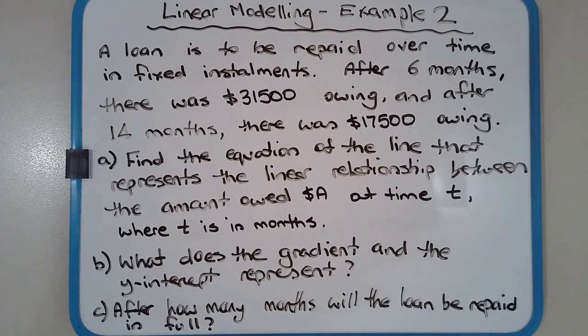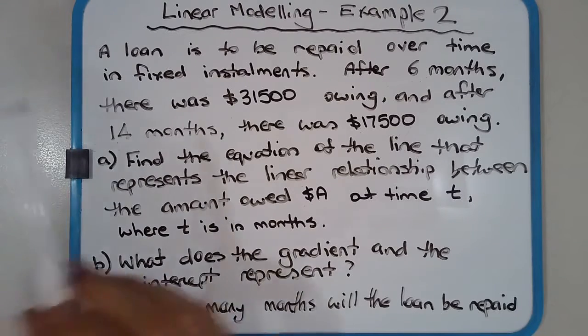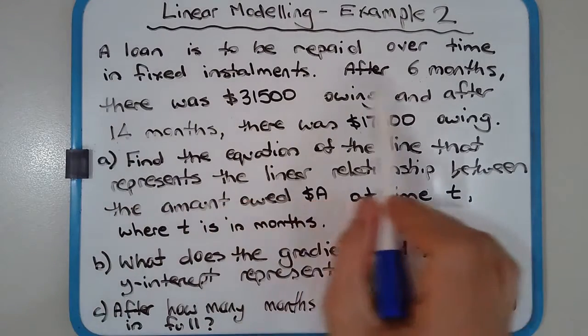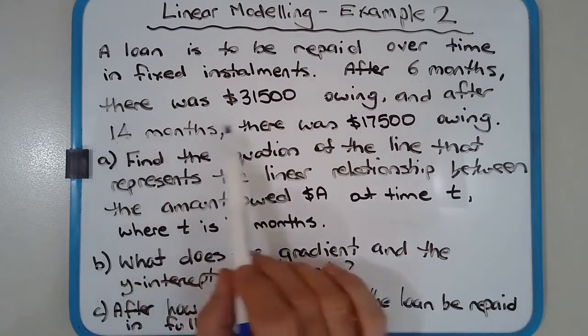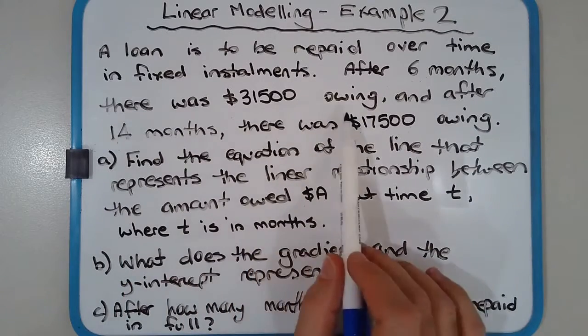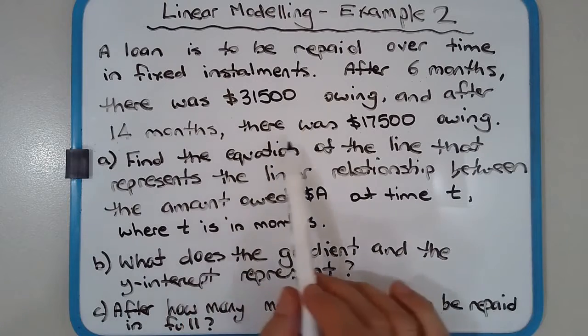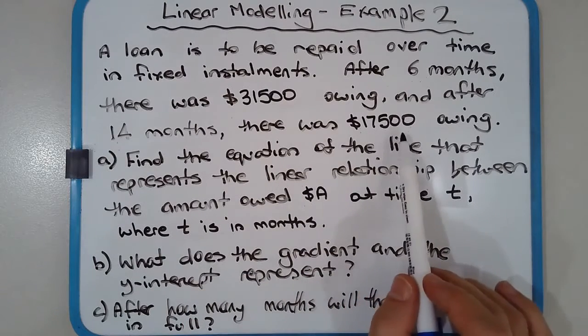Let's have a look at another example involving linear modeling. Okay, so this is an example that models a financial situation. So let's go through the situation together. A loan is to be repaid over time in fixed installments. After 6 months, there was $31,500 owing, and after 14 months, there was $17,500 owing.